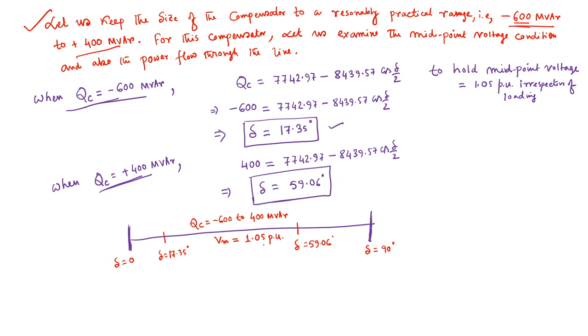1.05 per unit. Whatever compensation is required for this variation of delta, from delta equal to 17.35 to delta equal to 59.06, that means during this amount of loading, which corresponds to delta 17.35 degree to delta 59 degree, the compensator can comfortably provide whatever compensation is required to hold the midpoint voltage constant at 1.05 per unit.